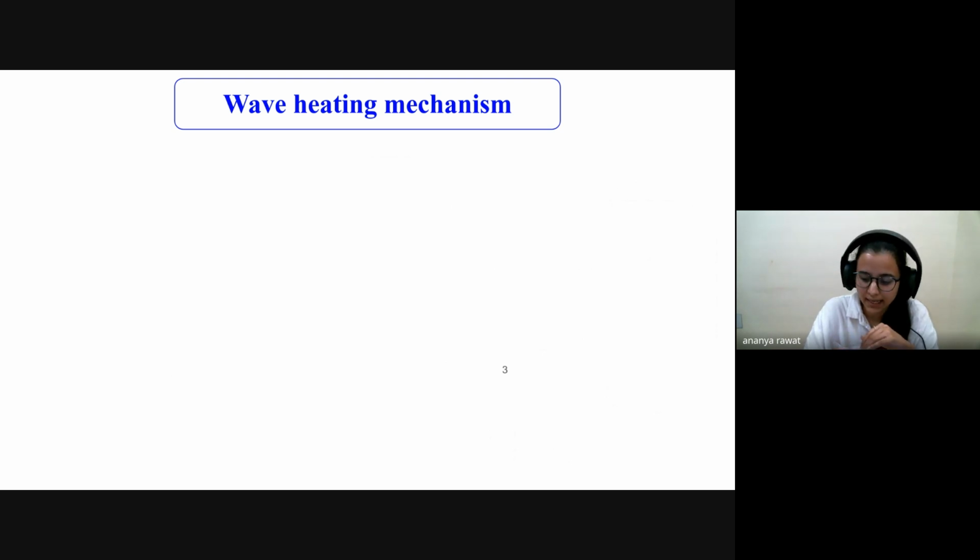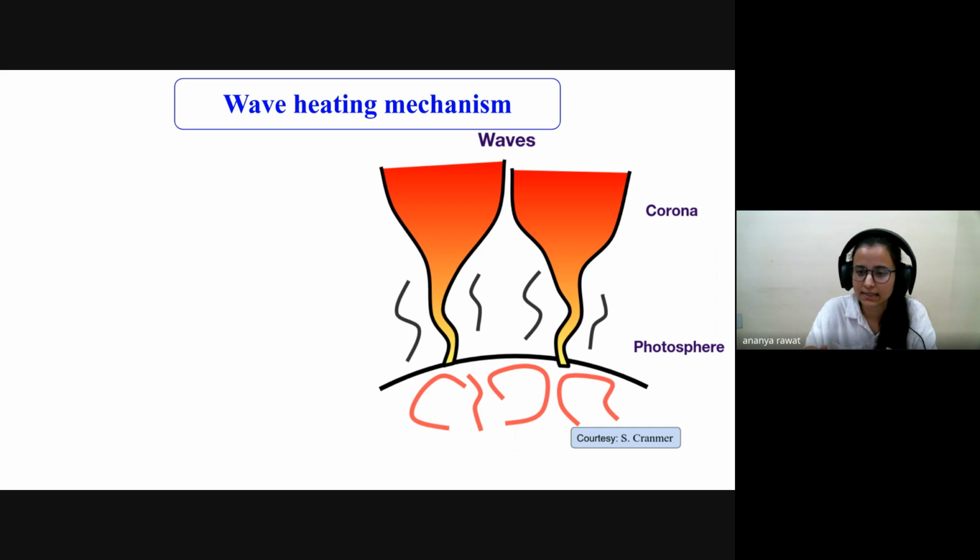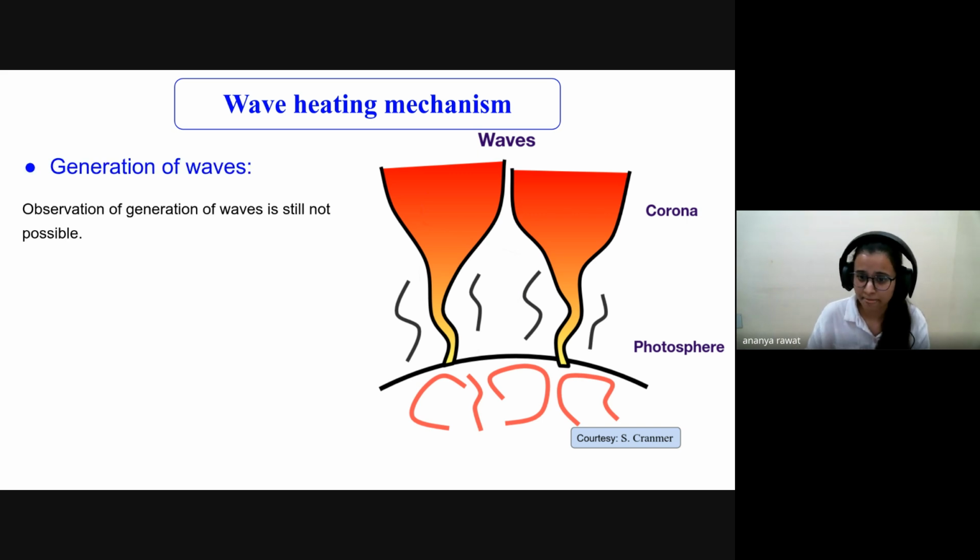The wave heating mechanism, so this is a schematic diagram of how the waves are generated and how they are propagated in these loop kind of structures. So when we say the wave heating mechanism, we can categorize or divide it into 3 parts. First is the generation of these waves.